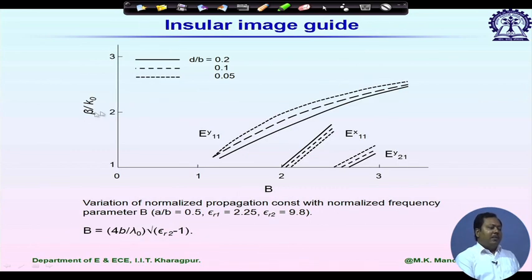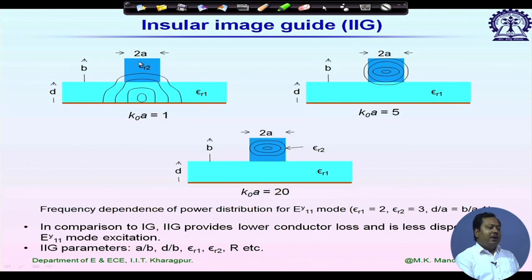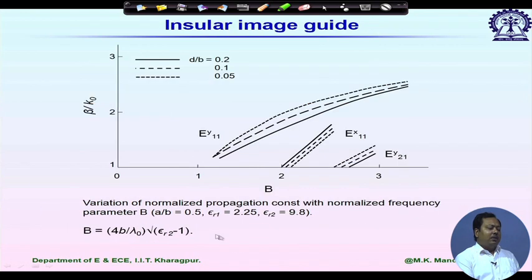Here is the beta by k naught plot versus the normalized frequency parameter B. For this example, we are considering A by B equal to 0.5. Look at the dimensions: twice A is the width and B is the thickness of the dielectric channel. That means thickness is equal to width, and epsilon r for the lower material is 2.25, for the channel it is 9.8. In that case, again the first mode that appears is the TM mode, EY11, and the second mode is EX11.